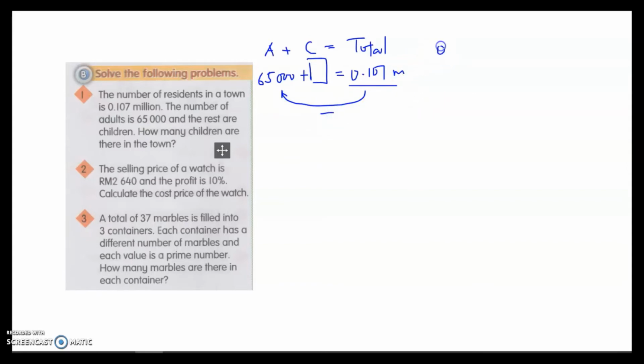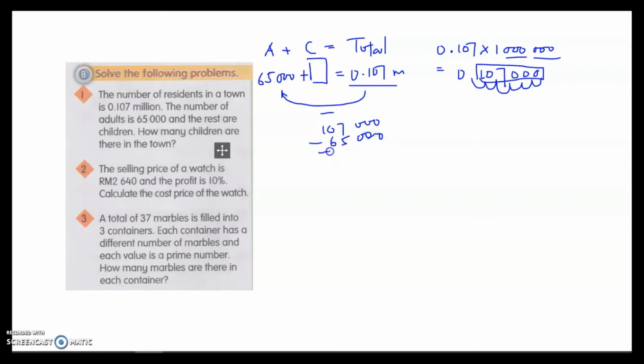So 0.107 million, how do we change to round number? We times a million. There are 6 zeros in a million, right? So you move the decimal point 6 times. You can write a few zeros first, then you move 6 times to the right. When we times, the numbers get bigger, so we move the point to the right 6 times because there are 6 zeros in a million. 1, 2, 3, 4, 5, 6. So the number is 107,000. So 107,000 total residents minus the adults, then we get the number of children. There are 42,000 children.